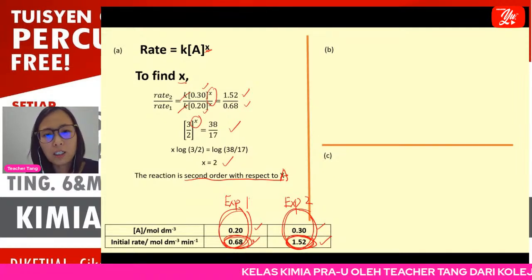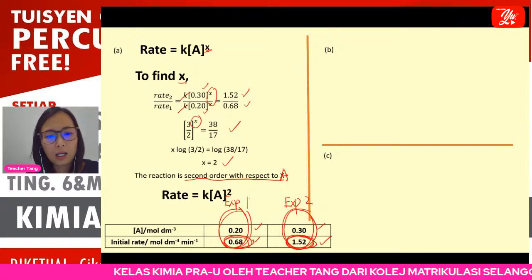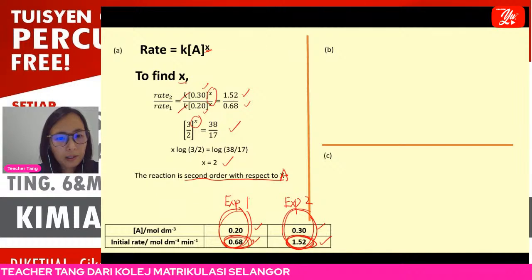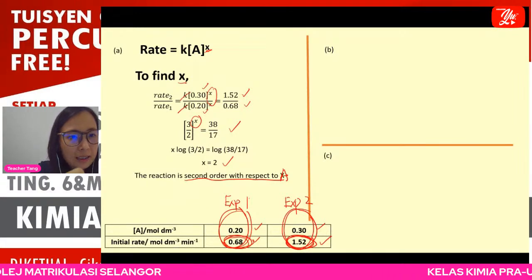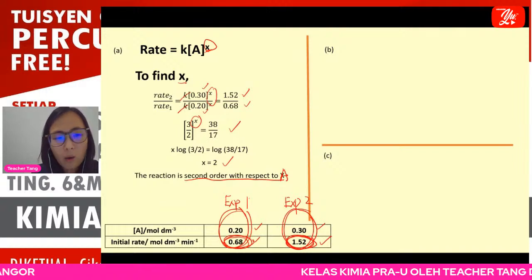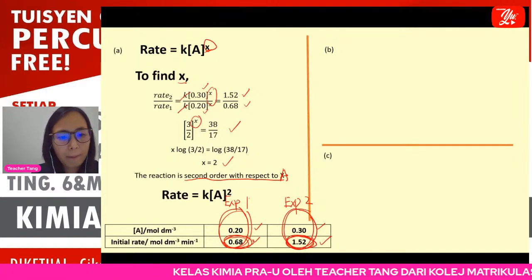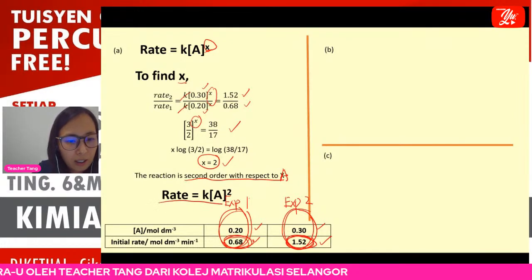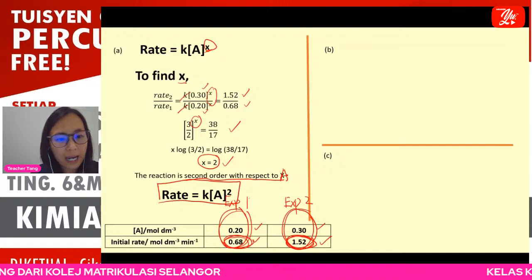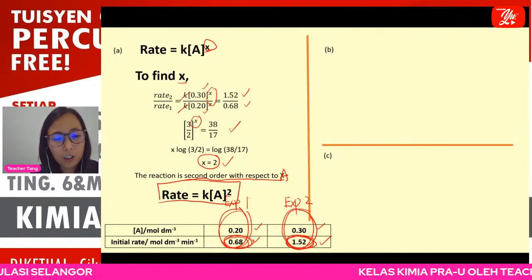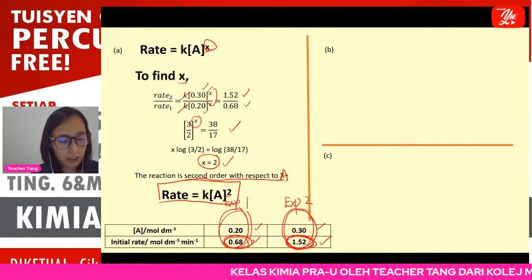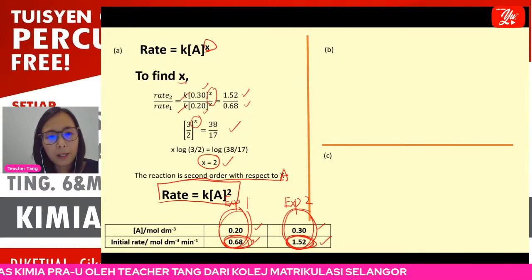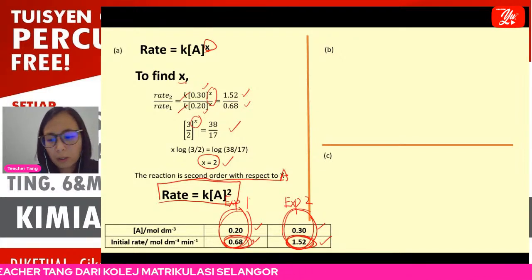And the second part of the question asks us to find the rate constant. After we have found X, the order of the reaction, we can write the rate law or rate equation by substituting the X into the rate equation. And this will give us the answer. So for part A, the rate equation or rate law can be written as rate equals the rate constant k multiplied by the concentration of reagent A raised to the power of 2.